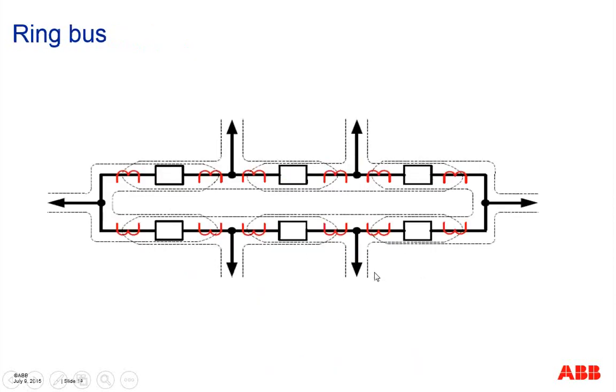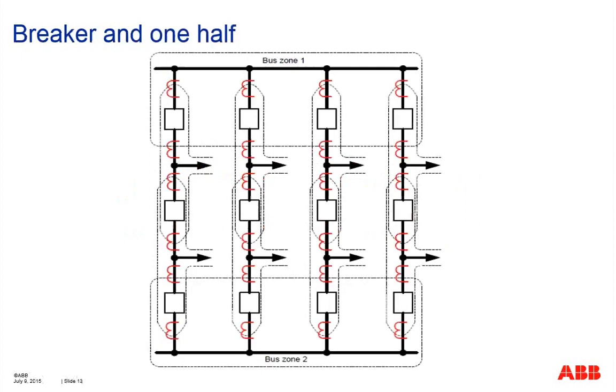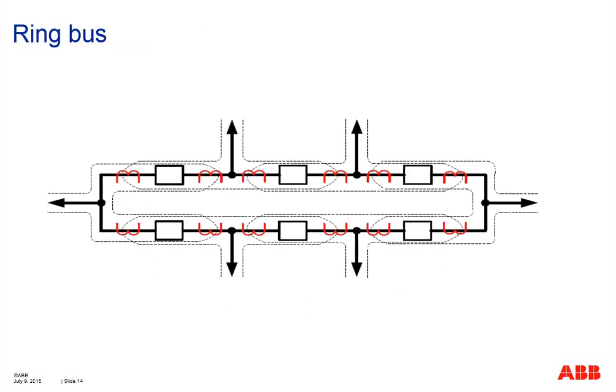And this is the ring bus. Typically, for the ring bus, just similar to the breaker and half, you do not really need a dedicated busbar protection. All these bus stub sections can be protected properly, even with redundant protection, from the equipment. Okay, so similar to breaker and half.